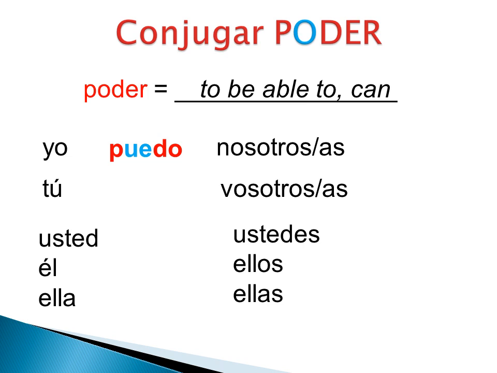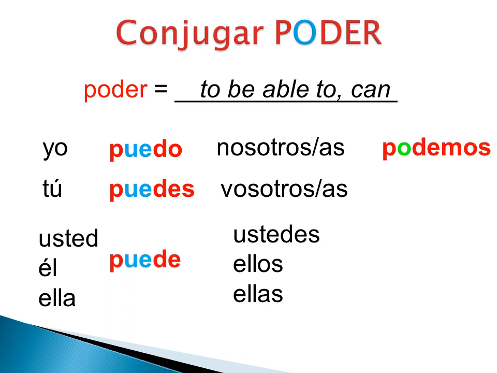So there's yo puedo, O becomes UE. We use the regular ER verb ending. Tú puedes, usted puede, usted, él, and ella, that is. Nosotros podemos, no stem change there. Vosotros podéis, again, no stem change. And then third person plural, ustedes, ellos, ellas pueden. So again, notice we are just using our regular ER verb endings. The stem change occurs in all forms except nosotros and vosotros.